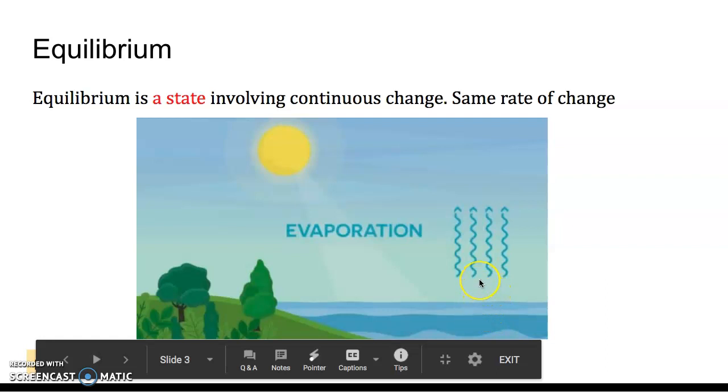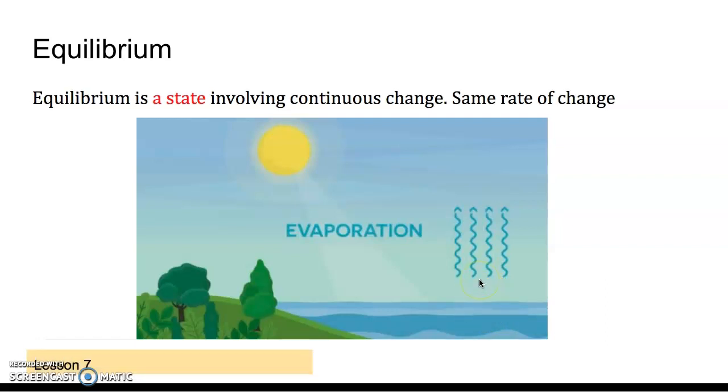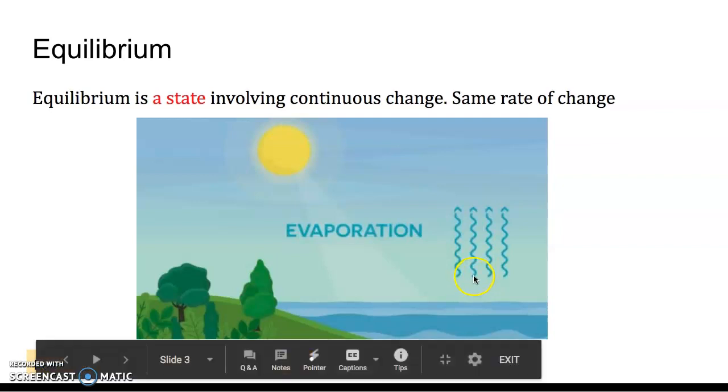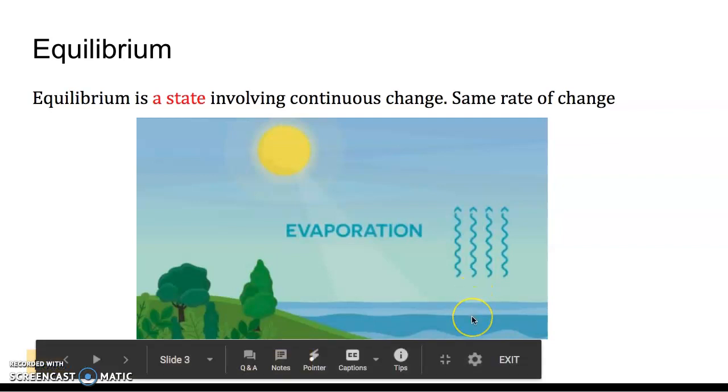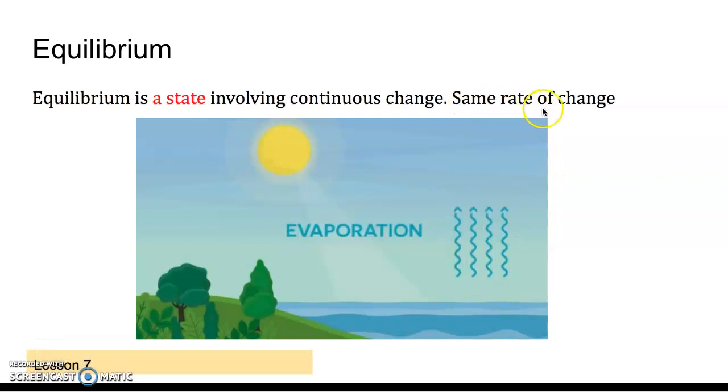There are molecules that are able to leave the liquid and go into a gas phase, and there's a number of molecules that actually come back into the liquid phase, so they condense. So the rate of evaporation and condensation is the same. It's really important here that the rate of change is the same for a state that's in equilibrium.